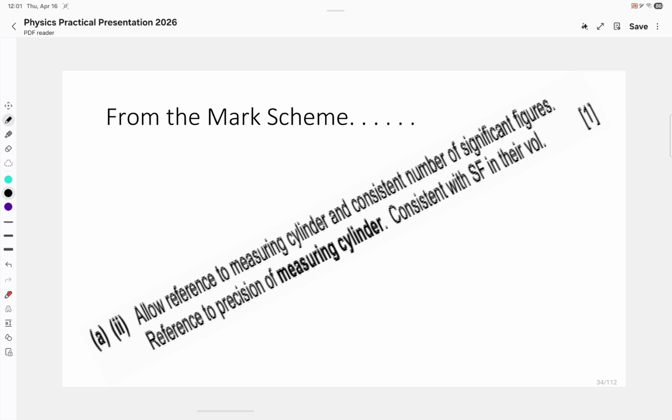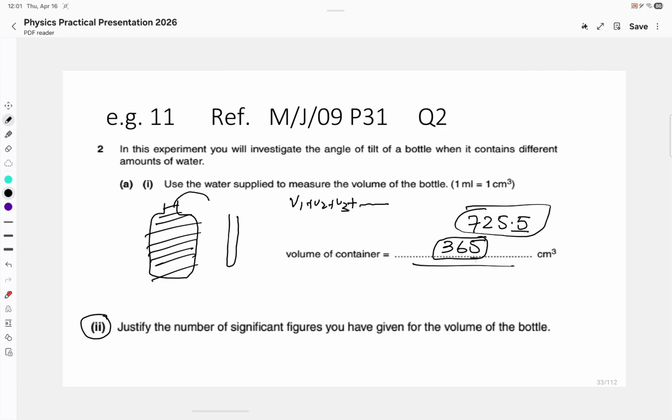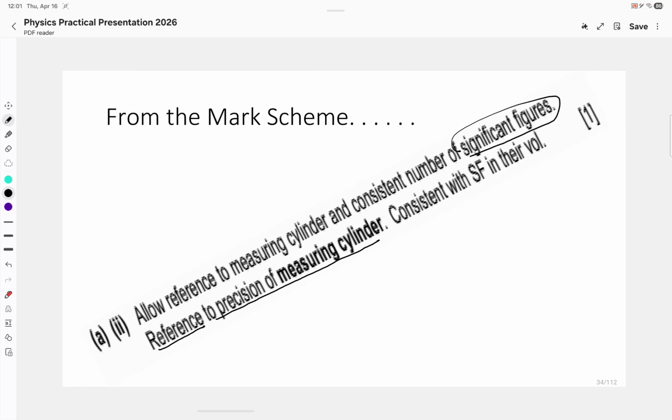See what the exam marking scheme is suggesting. Allow the reference to the measuring cylinder in consistent number of significant figures, because this reference must come from the precision of the cylinder provided. Precision of the cylinder provided. What I have just told you: 0.5, and no decimal place, right? So keep this in mind. How you are going to justify it is always depending on the precision level of the instrument you are using.